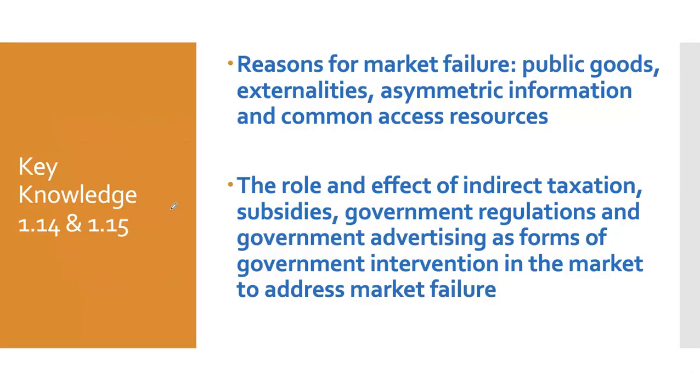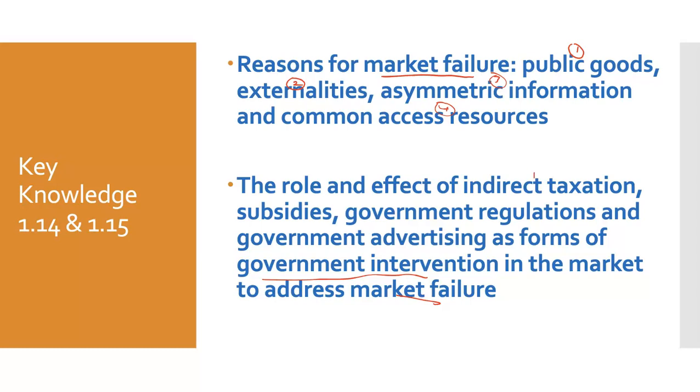What do I hope that you get out of this video, which is going to be a long one, so it might even be one that you split up? We're going to look at what a market failure is and the reasons for them. And there are actually 4 ways that we would consider a market failure to occur: public good, externalities, asymmetric information, and common access resources. And then we're going to think about what some of the government interventions are that a government might implement to try to fix or address market failures.